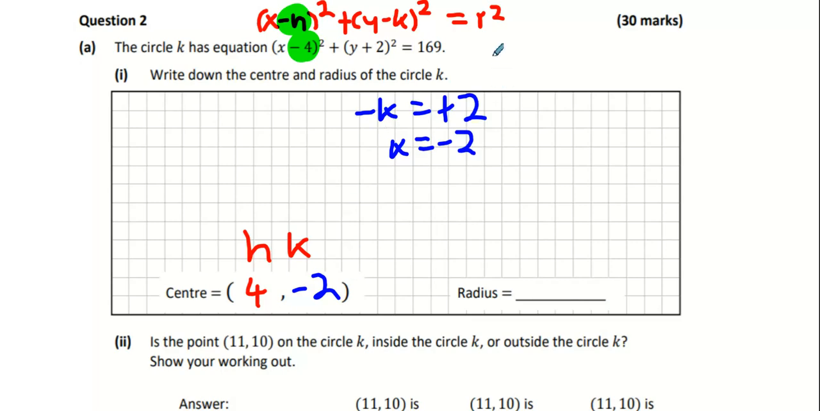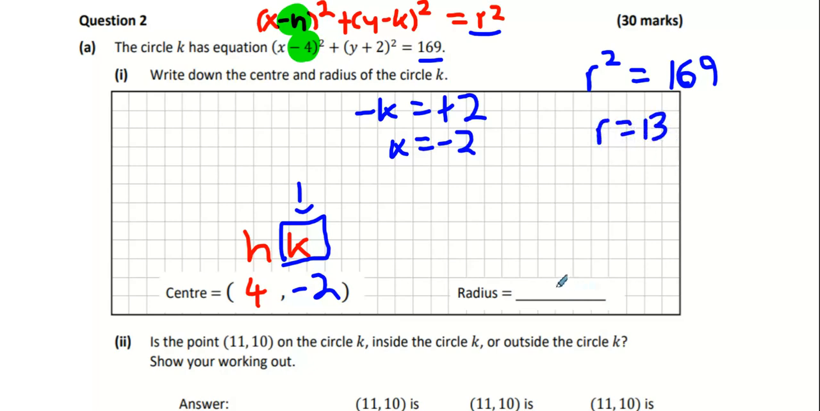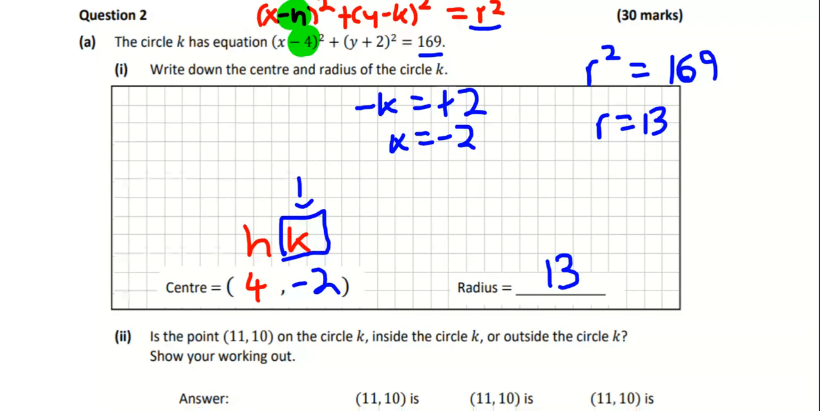Your radius squared is replaced with 169. See, I had minus k, I needed plus k. See the way that's a plus k, not a minus k. So minus k is plus 2. So then square root that and you get a radius of 13. X minus 4, y plus 2.